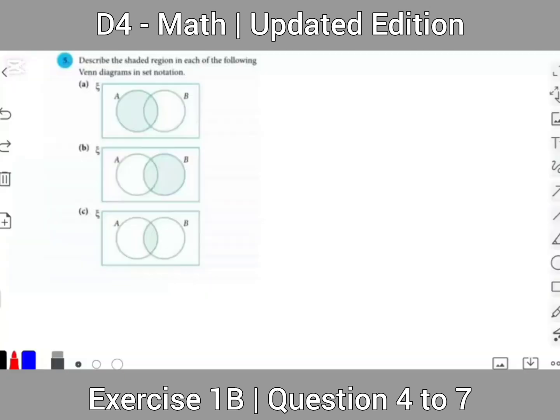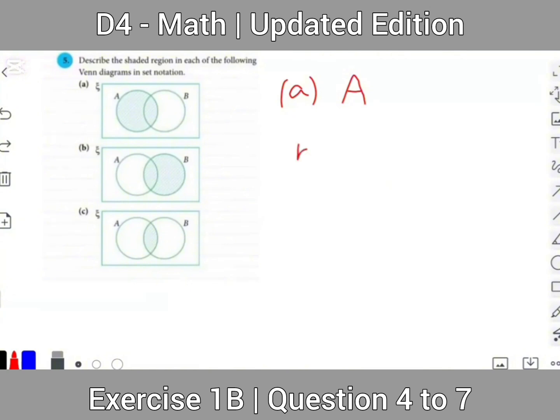Now in question 5, we have to describe the shaded region in each of the following Venn diagrams in set notation. So in part A, we have a universal set eta and two overlapping sets A and B. The shaded region belongs to the set A. So in set notation, it shows the set A.